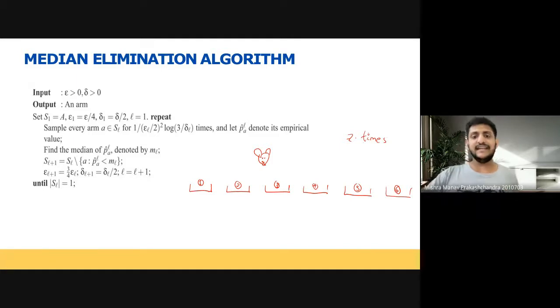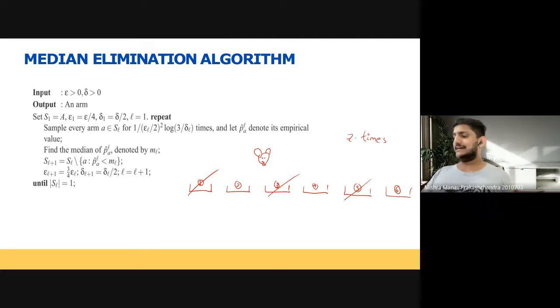After I've tried each of them Z number of times, I have some estimate of the reward for each brand. Then I arrange them in ascending order, find the median of the Q values, and all the brands which have a Q value lower than the median, I eliminate. So let's say after round one, I eliminate three of them. Because I am arranging in ascending order and taking the median, half of them will be eliminated at each step. So this is what we get after eliminating all the values lower than the median.